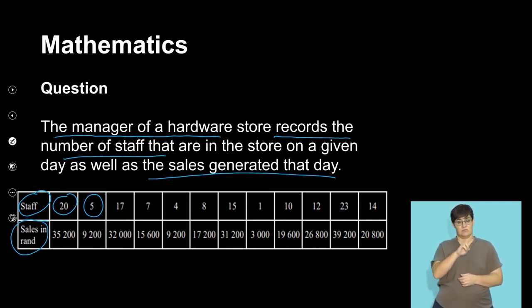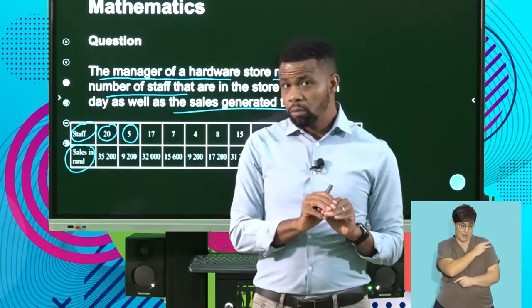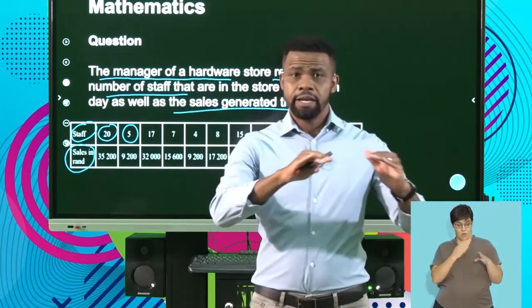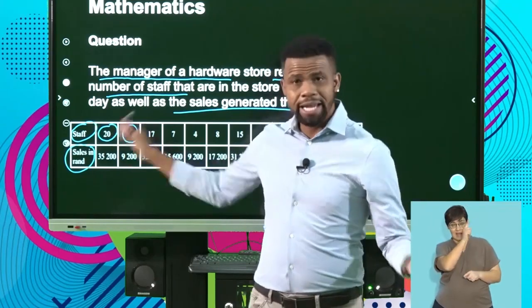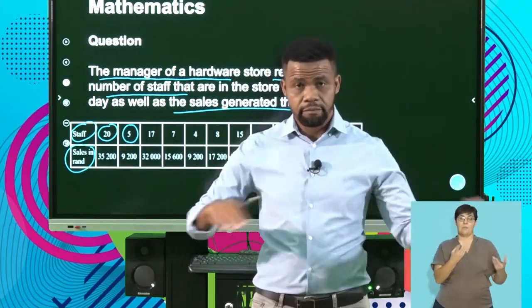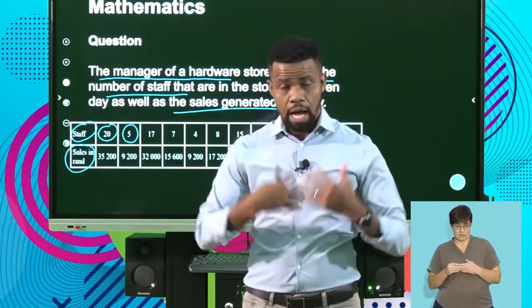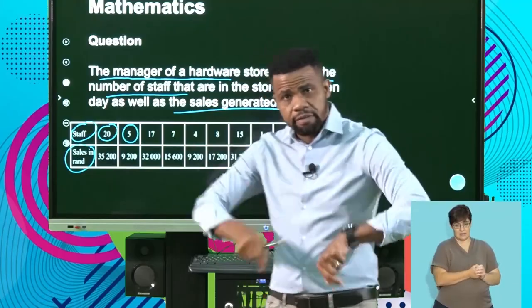So that's the data. We read the question, we understand the question that it's a manager. What do we have now is the staff members at work and the number of sales. So our independent variable here is the staff members, and the dependent variable is the number of sales. Let's see now. We understand the question. Now we go further.